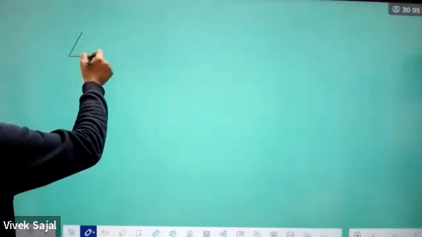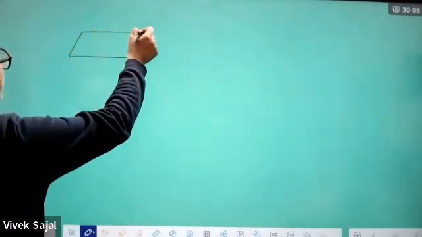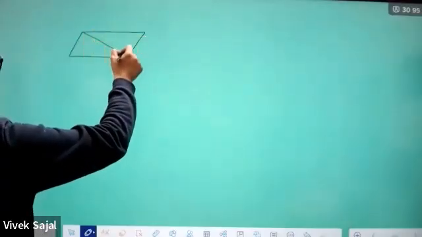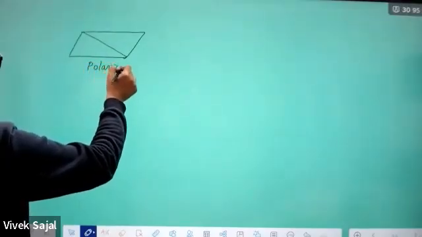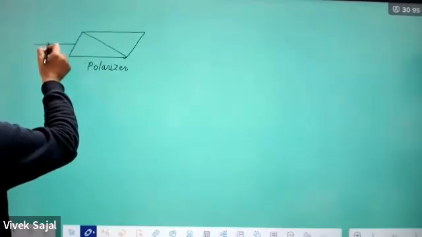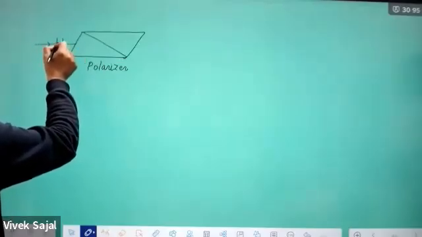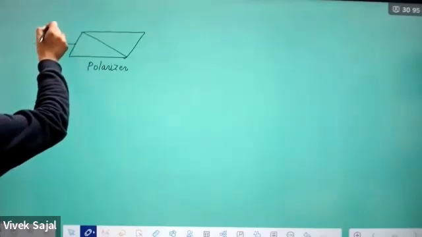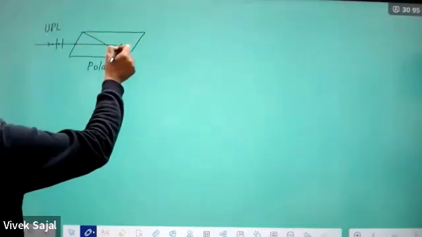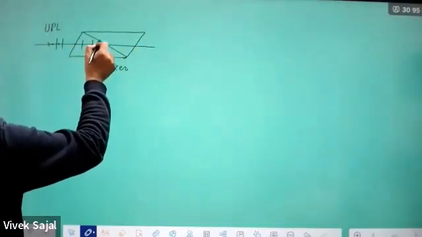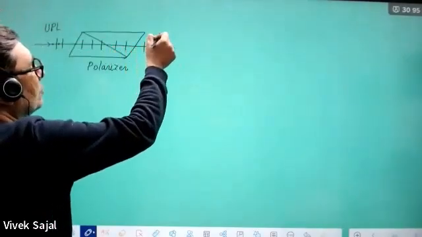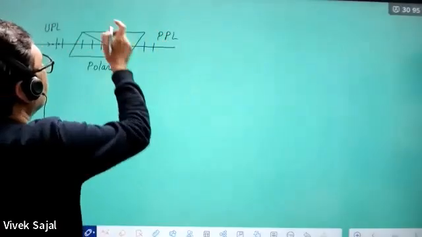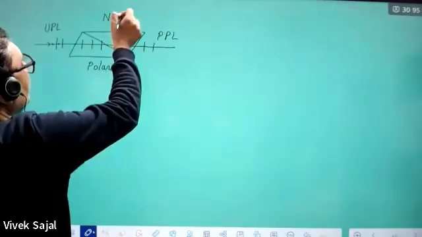Now try to understand. This is Nicol 1, which is acting as a polarizer. Unpolarized light is incident, and from here I am getting plane polarized light. Its electric vector is parallel to its principal section. So this is plane polarized light, and you call it the polarizer, Nicol 1.